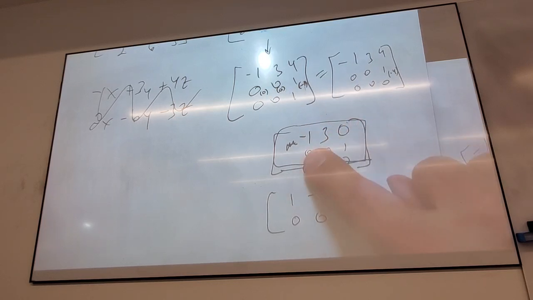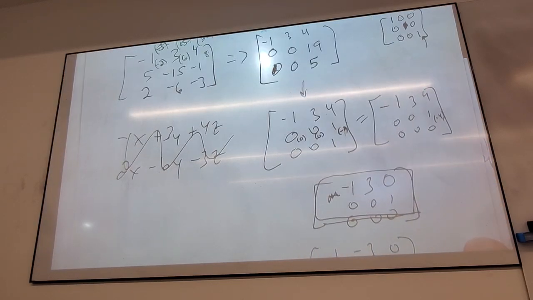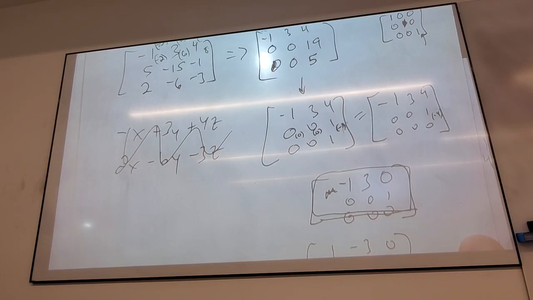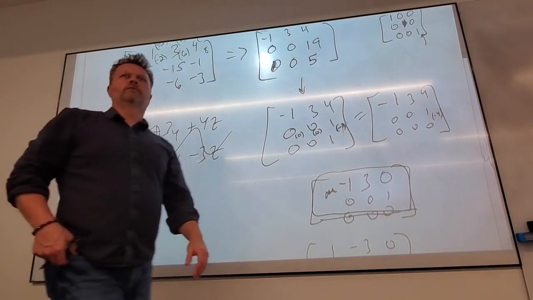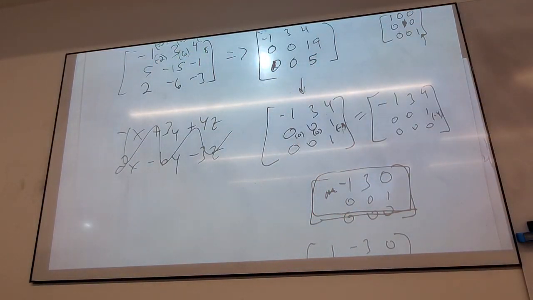What do you think it would mean if we had done all this work and we did get 1, 0, 0, 0, 1, 0, 0, 0, 1? What would that mean about the original matrix? It's the same matrix. How many independent columns would it have? 3. What would the rank be? 3. What would the row space rank be? 3. I love it.